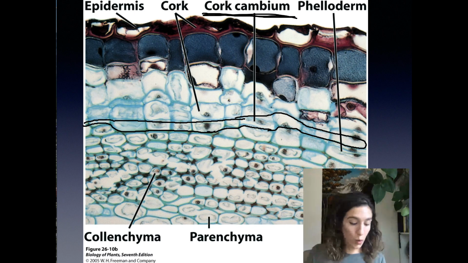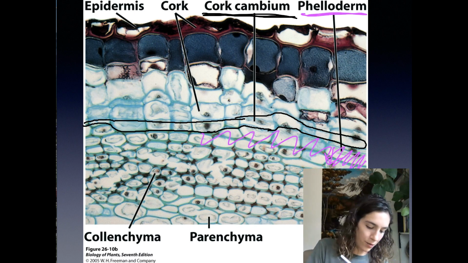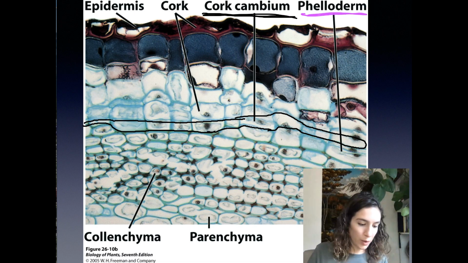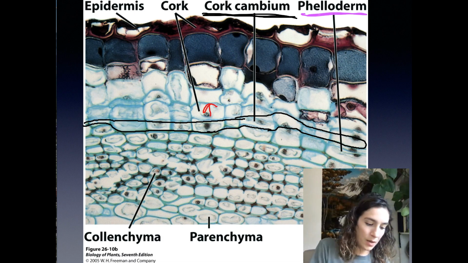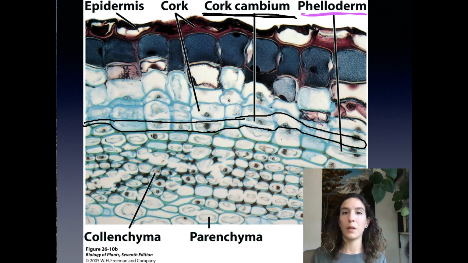And what it's doing is it's producing phloem to the inside. And so these cells here are the phloem cells. These are phloem. And then it's also producing some cells to the outside. It's producing these cork cells to the out. So cork cambium produces cork cells, and it produces phloem cells.